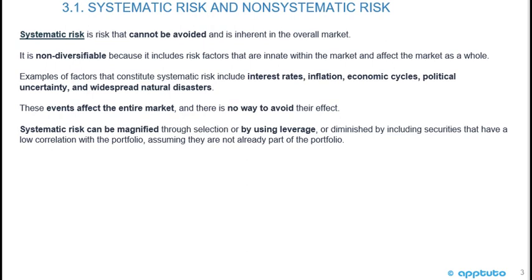Systematic and non-systematic risk. Systematic risk is risk that cannot be avoided and is inherent in the overall market. It is non-diversifiable because it includes risk factors that are innate within the market and affect the market as a whole. So we say a rising tide lifts all boats. Systematic risk is factors that affect the entire market. Examples include interest rates, inflation, economic cycles, political uncertainty, and widespread natural disasters. These events affect the entire market, and there's no way to avoid their effect.